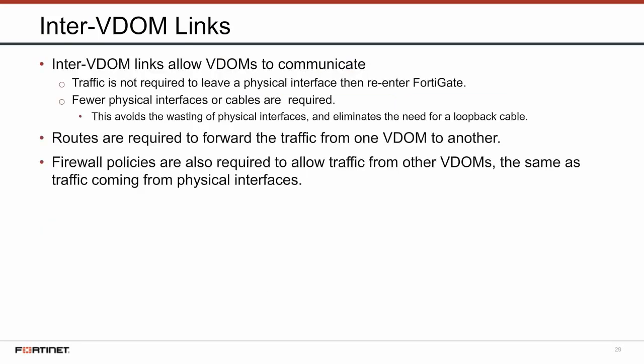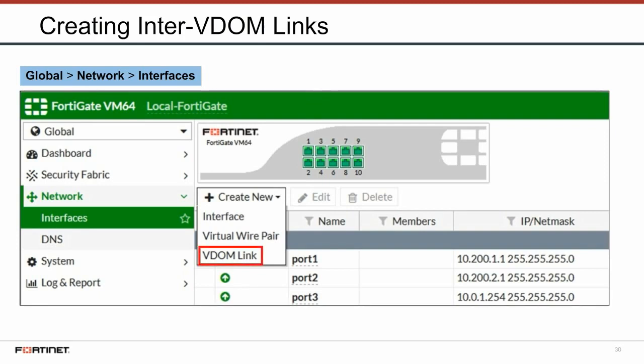When creating inter VDOM links, you'll need to create the virtual interfaces. You must also create the appropriate firewall policies in each VDOM, just as you would if the traffic were arriving on a network cable. Otherwise, FortiGate will block it. Additionally, routes are required to properly route packets between two VDOMs. In the GUI, you create a network interface in the global settings. To create the virtual interface, click Create New, then select VDOM Link.